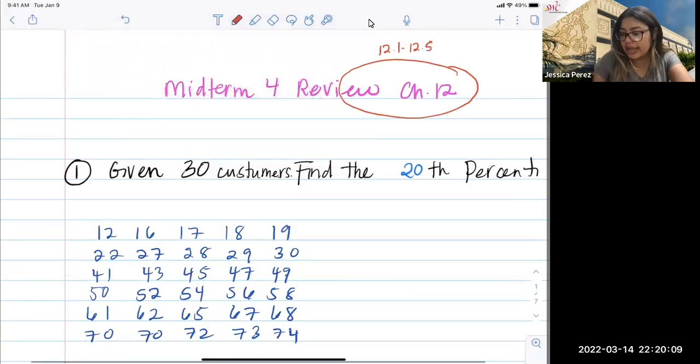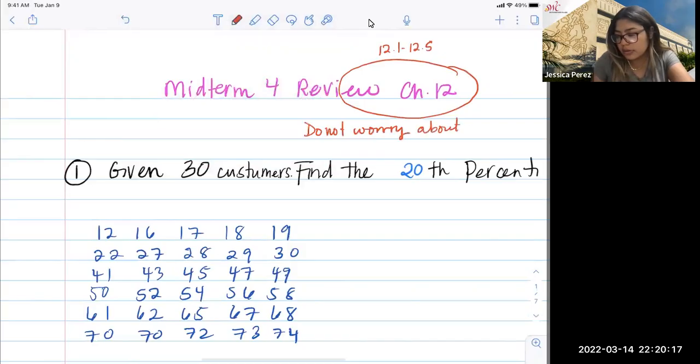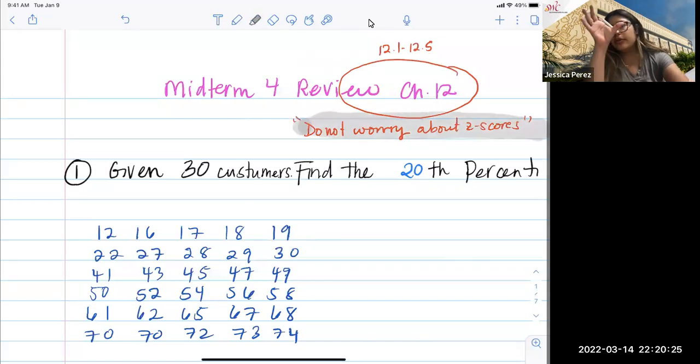I do want to emphasize, do not worry about the Z-scores. I want to emphasize on that. So that should be a hint somewhere. So don't worry about memorizing all the Z-scores. You don't have to do that. You will not need that for this test.